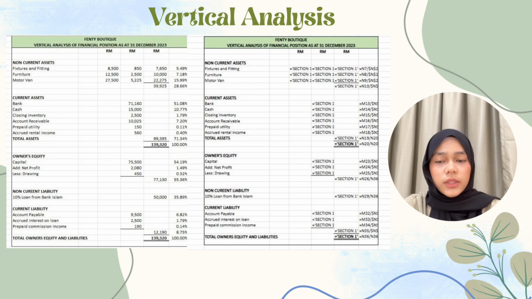For owners' equity, we use equals M23 divided by $N$36 multiplied by 100. We use the total owners' equity and liabilities amount, which is N36, to find the percentage, and we drag down until total owners' equity and liabilities.